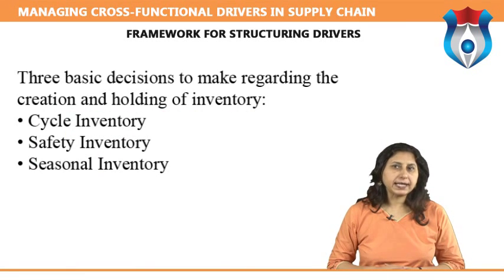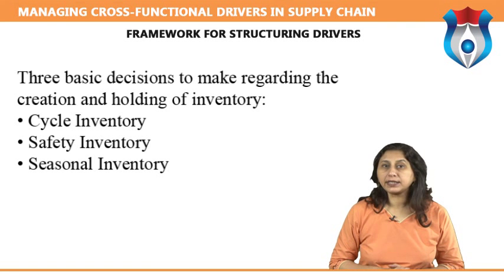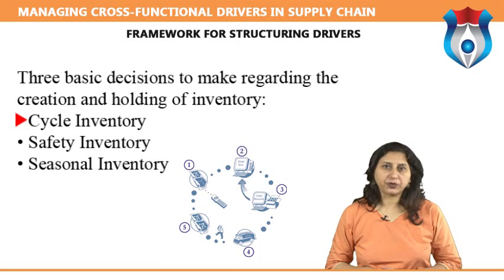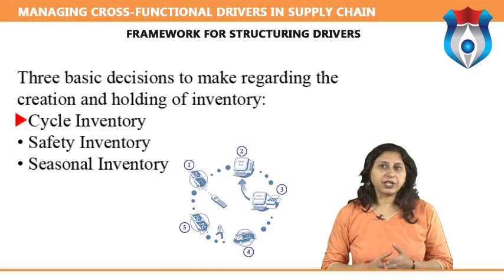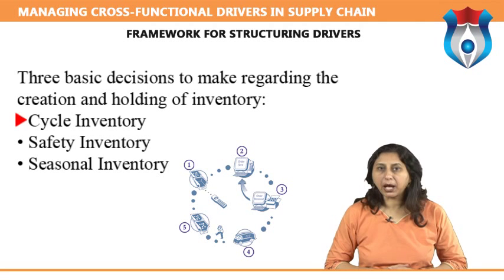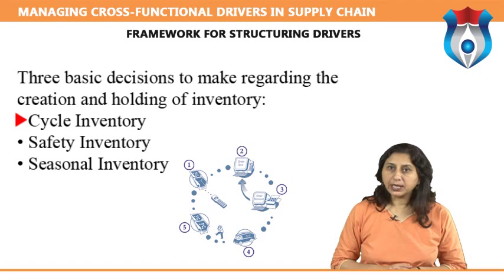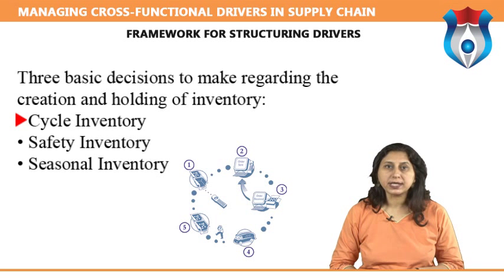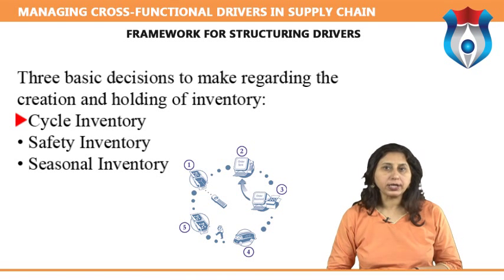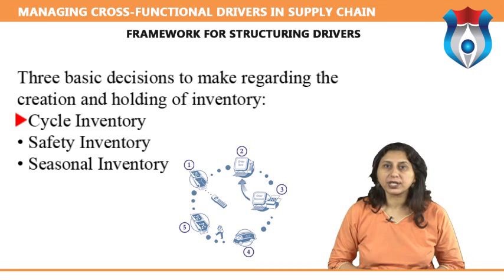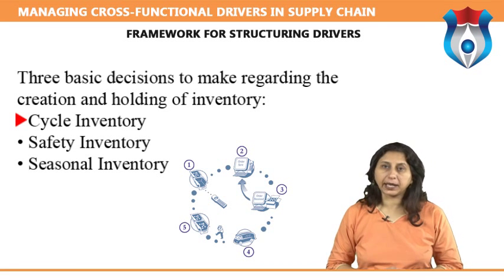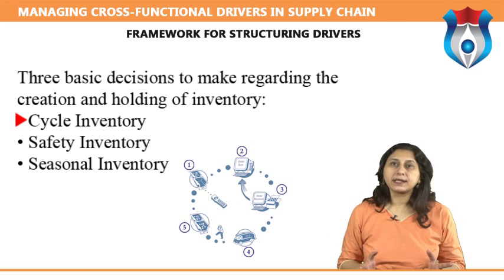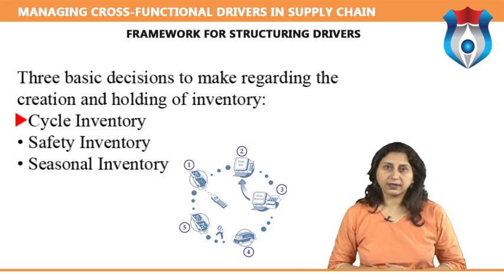There are three basic decisions to make regarding the creation and holding of inventory. Cycle inventory. This is the amount of inventory needed to satisfy demand for the product in the period between purchases of the product. Companies tend to produce and to purchase in large lots in order to gain the advantages that economies of scale can bring. However, with large lots also comes an increased carrying cost.